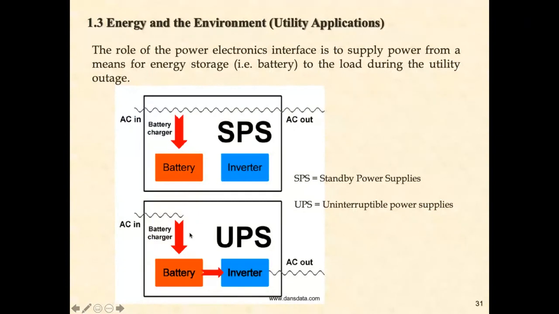And then during a power outage, the AC input cannot deliver the power to the output. So during that time, the UPS will function. The power stored in the battery will be delivered to the load. But again, the output of the battery is DC, right? So we need an inverter to convert the DC to AC for the load. So that's a brief idea of how the UPS works.